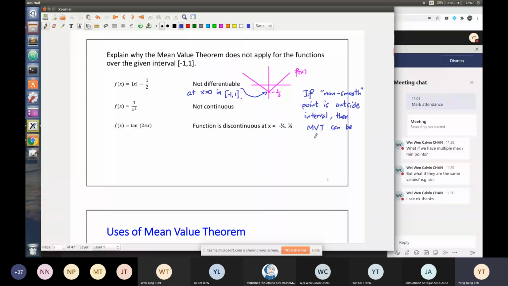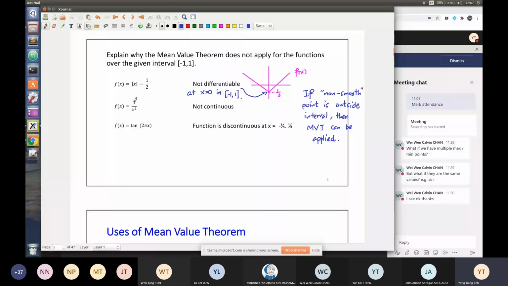Understand that? So it's not necessarily true that once you see a function that is not differentiable at some point, you straight away tell me that the MVT cannot be applied, which is not true. Only if the non-differentiable point is inside the interval can you not apply the MVT in that interval. So I hope that is clear.